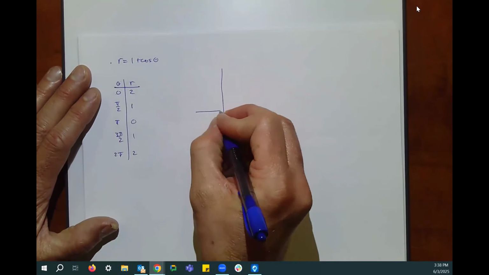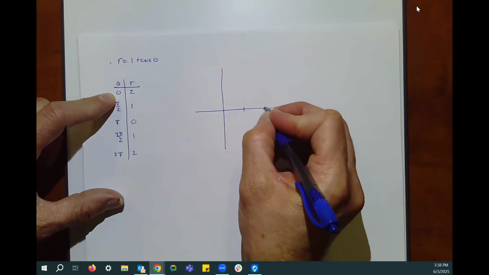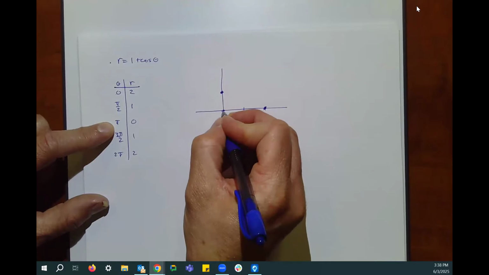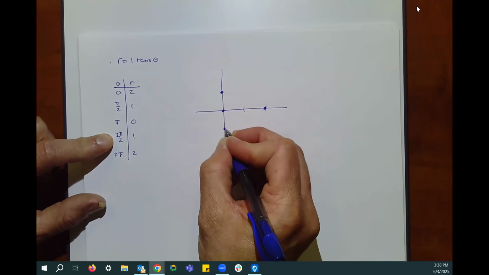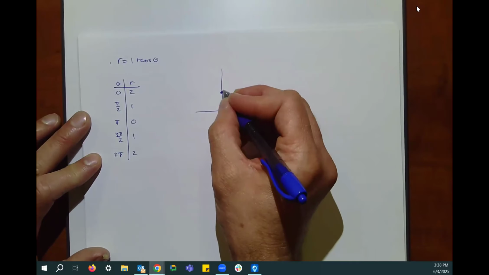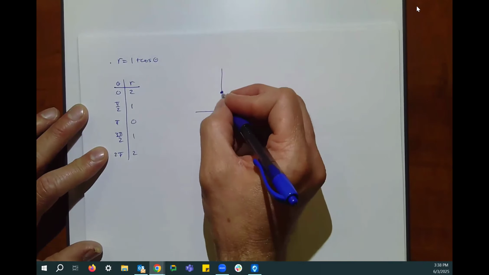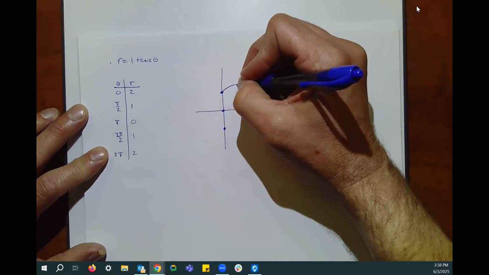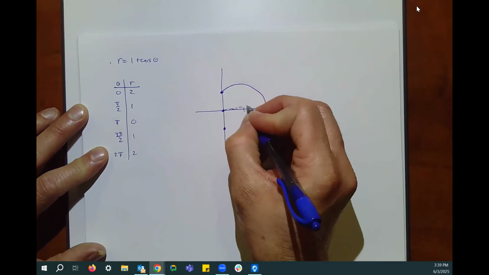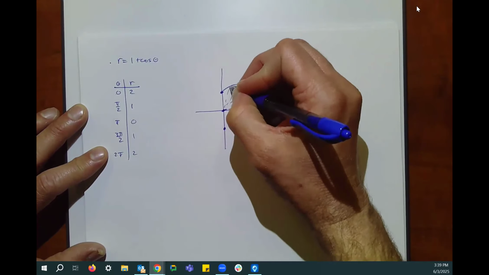I'm going to plot these points. So at the angle of 0, I get an r value of 2. At the angle of pi over 2, I get an r value of 1. Pi, I get 0. 3 pi over 2, I get 1. 2 pi, I'm back to 2. And then as I go from here to here, my radial values are decreasing from 2 to 1. So it's going to look something kind of like that, where my radius is 2, and then a little less than 2, much less than 2, getting closer and closer to having a value of 1.